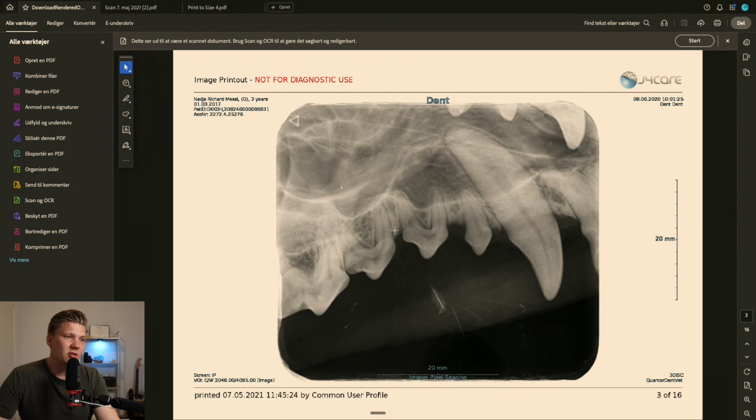When you look at these teeth, these look quite normal. There's maybe slight bone loss here. Apart from that, it looks okay.